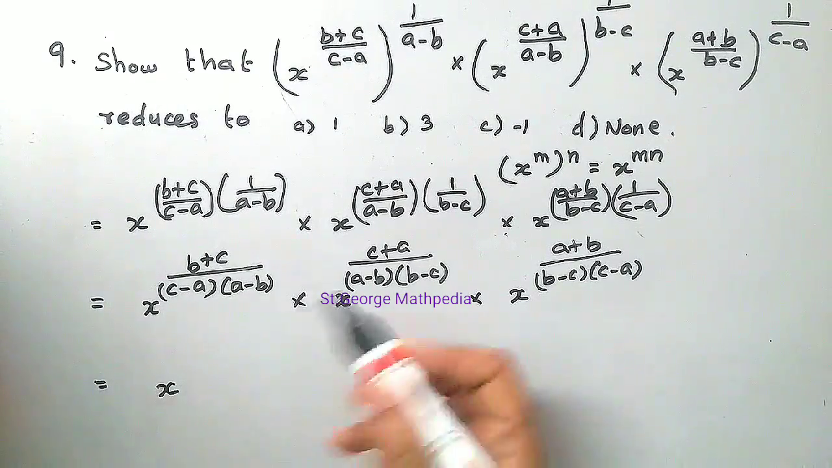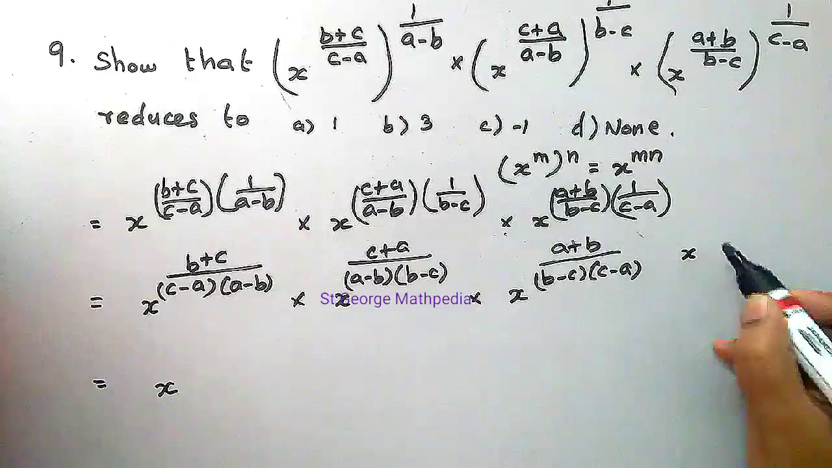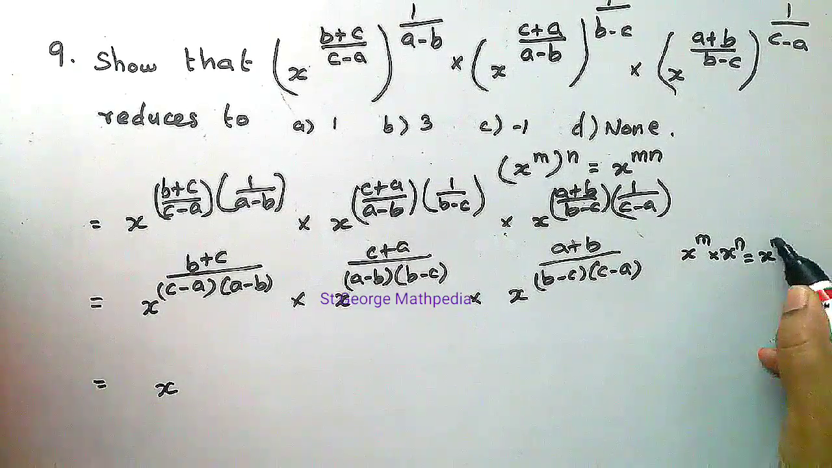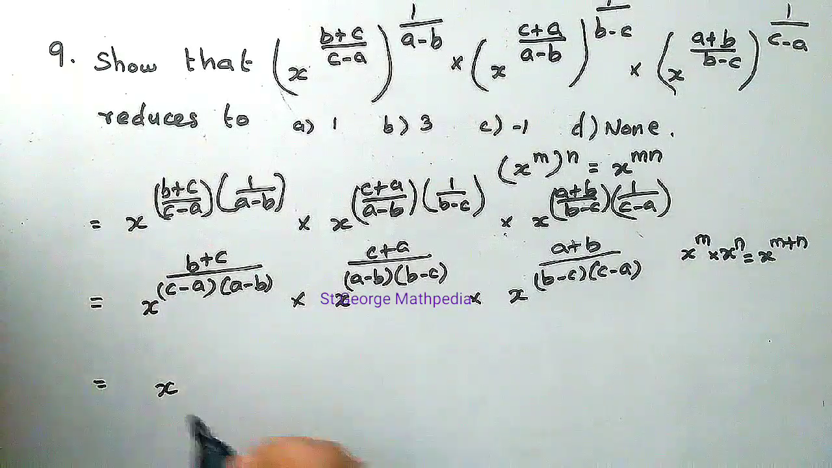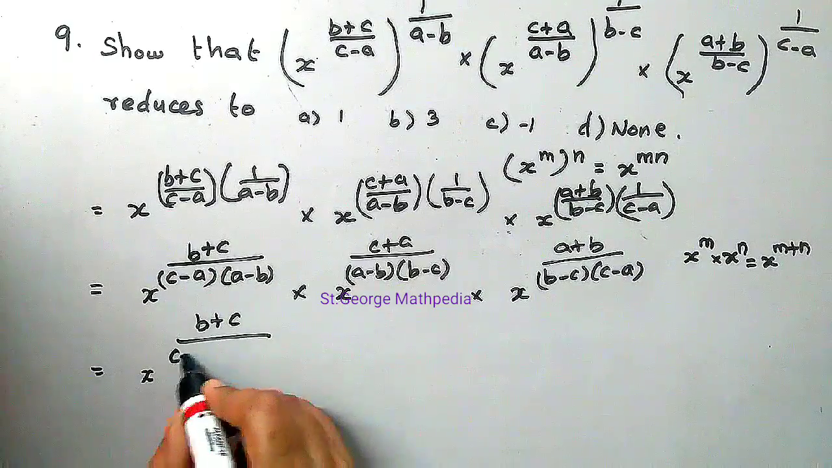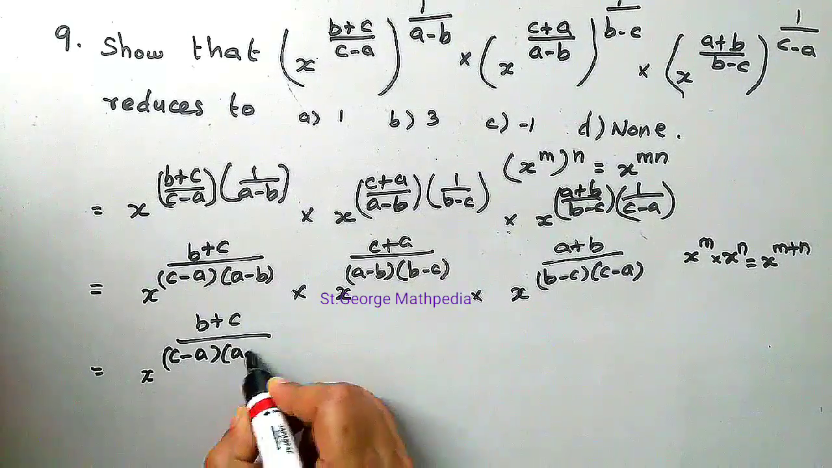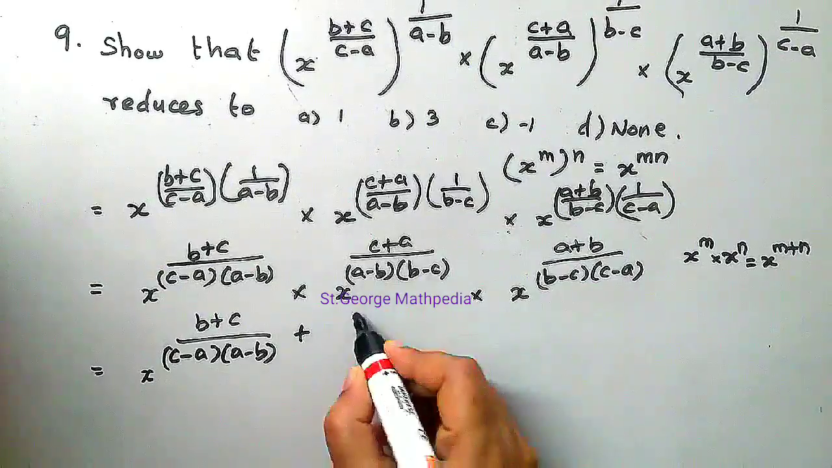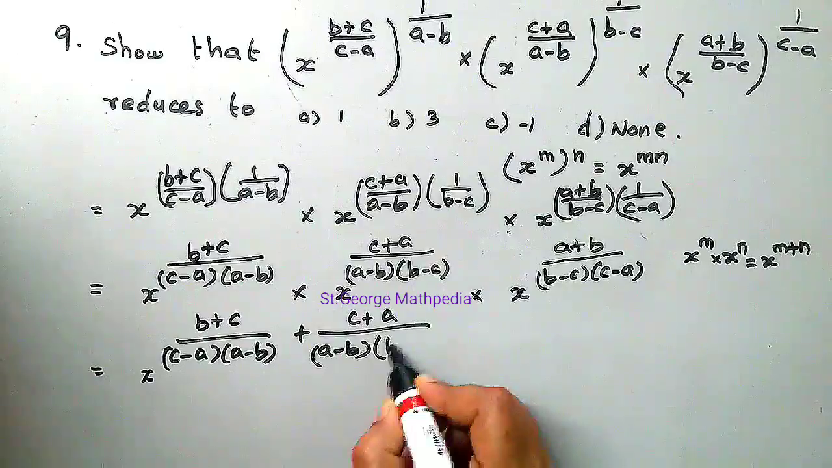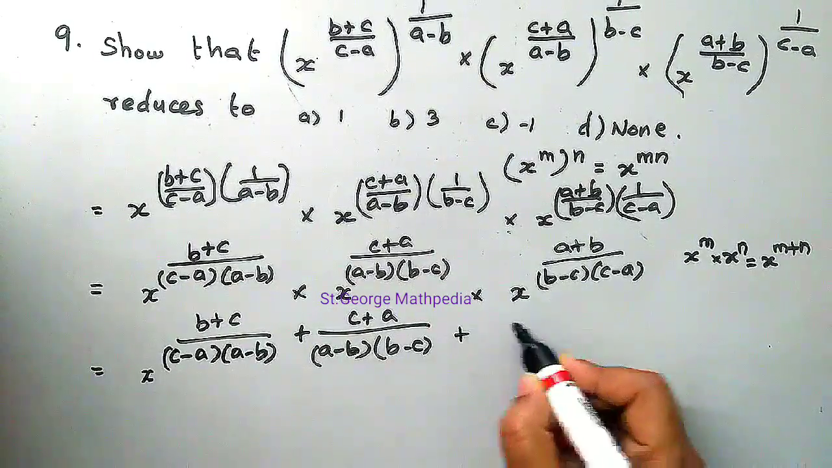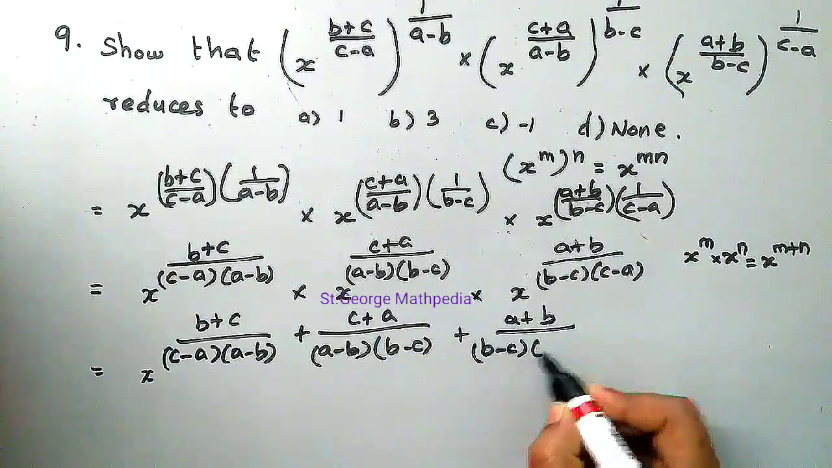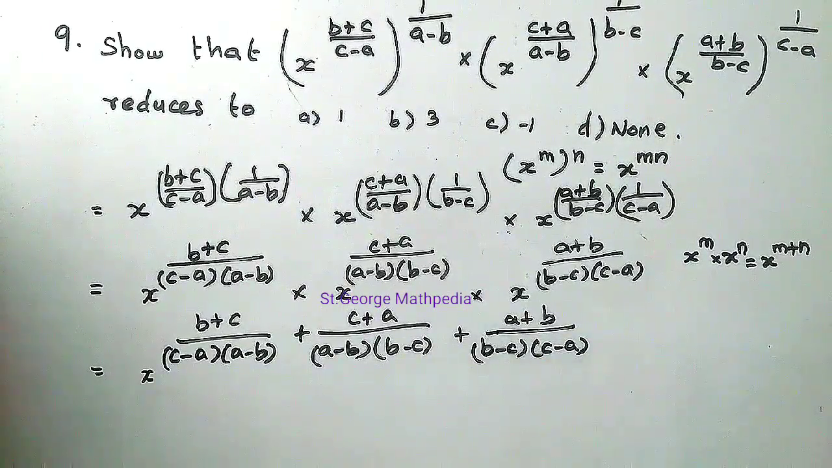So let us take x to the power. If you have x^m into x^n, then this is equal to x^(m+n). So now you can add the powers: (b+c)/((c-a)(a-b)) plus (c+a)/((a-b)(b-c)) plus (a+b)/((b-c)(c-a)).